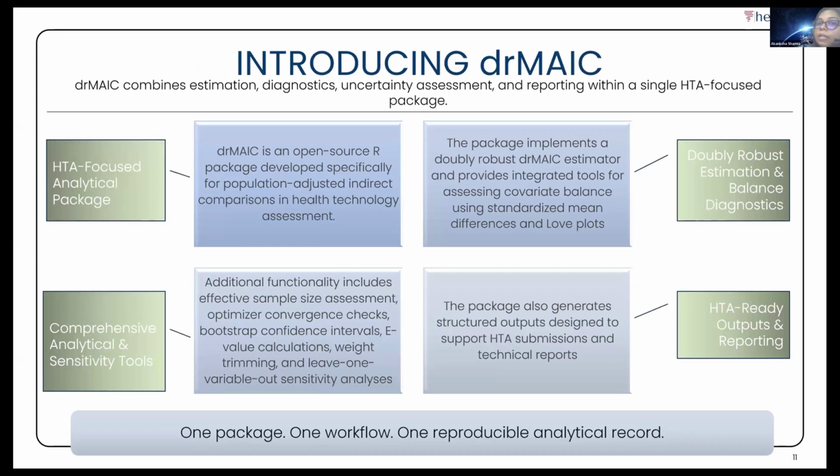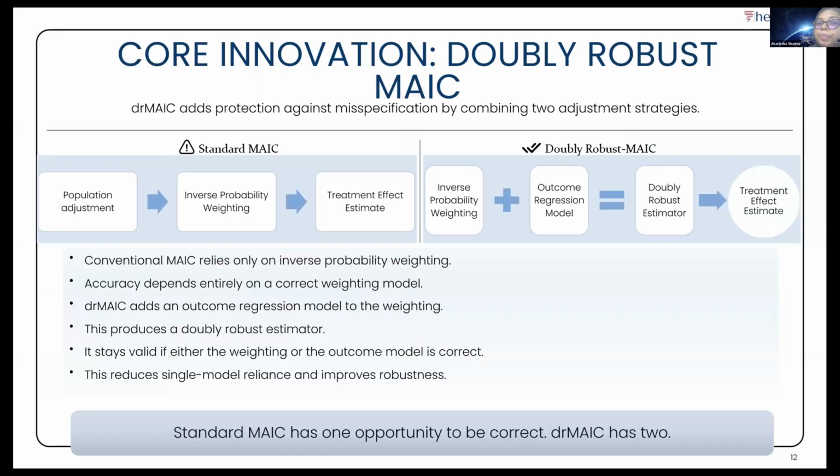So, in one line, drMAIC brings estimation, diagnostics, uncertainty assessment, and reporting together in a single HTA-focused R package. One package, one workflow, one reproducible analytical record. There are four pillars on screen: doubly robust estimation and balanced diagnostics, comprehensive analytical and sensitivity tools, and HTA-ready outputs and reporting. The next few slides unpack each of these in turn.